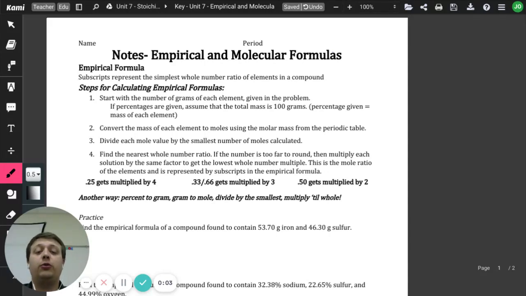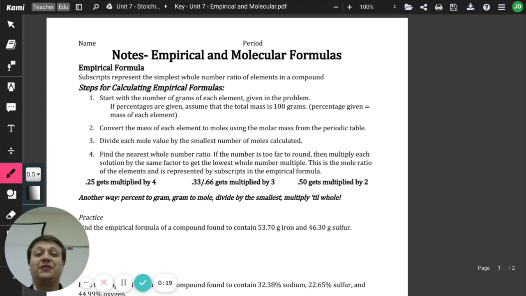So today we are going to be doing our notes on empirical and molecular formulas. Now this is the last thing that we are going to cover before we leave for our winter break. So just kind of power through it and we'll get there, all right? So again, empirical and molecular.